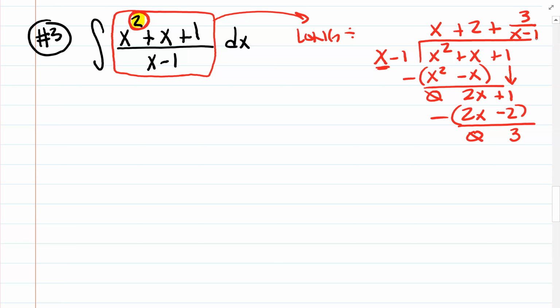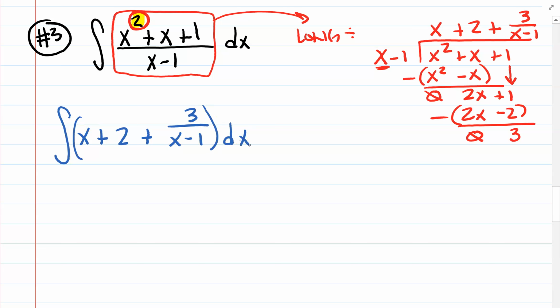Okay? So with this information, we can rewrite this integral as the integral of x plus 2 plus 3 over x minus 1 all dx. So I'll pause right there and make sure that you can get at least that far, okay?